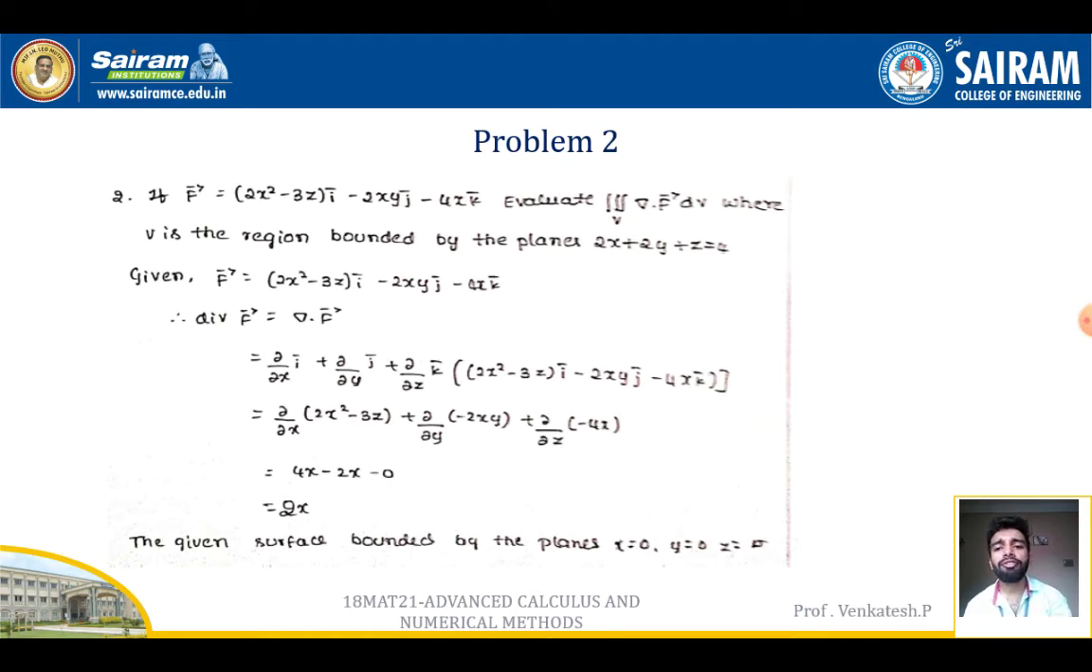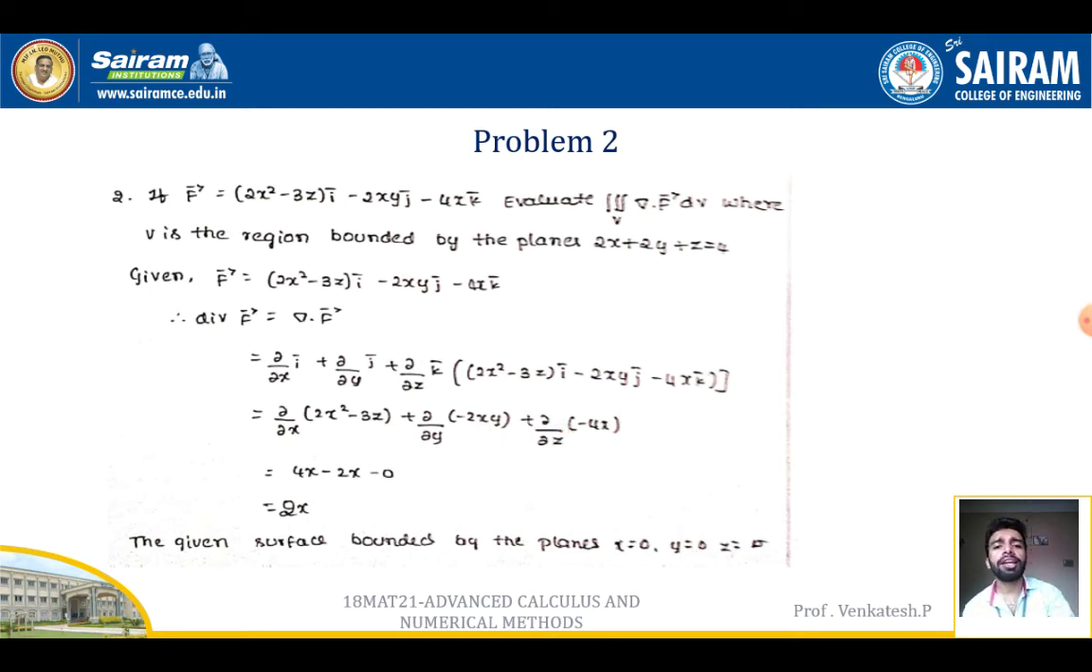Finding div f: ∂/∂x i cap plus ∂/∂y j cap plus ∂/∂z k cap, dot with (2x² − 3z) i cap − 2xy j cap − 4x k cap. After applying the dot product, I get ∂/∂x of (2x² − 3z) plus ∂/∂y of (−2xy) plus ∂/∂z of (−4x). So I'll be getting 4x from the first, minus 2x from the second, and 0 from the third. The answer is 2x for div f.